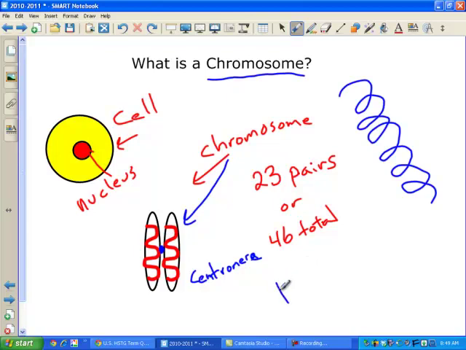All right, so just to finalize this, what is a chromosome? It's a package of DNA. And that should help clarify when we start talking about cell division a little bit more.